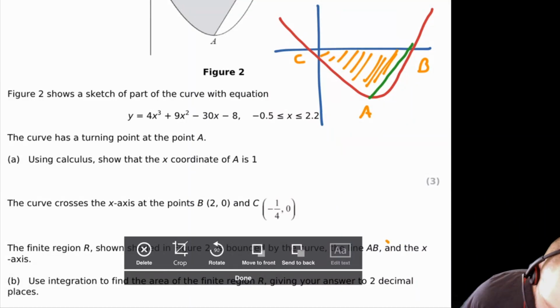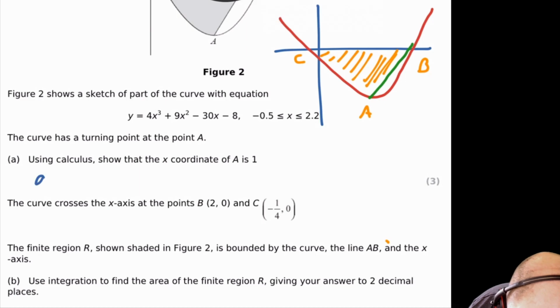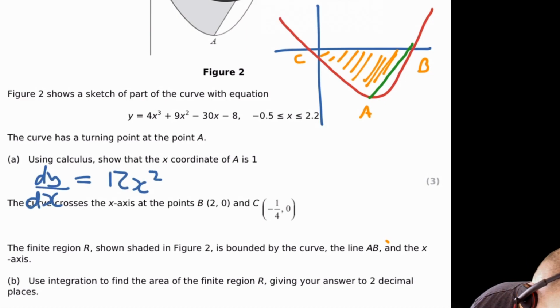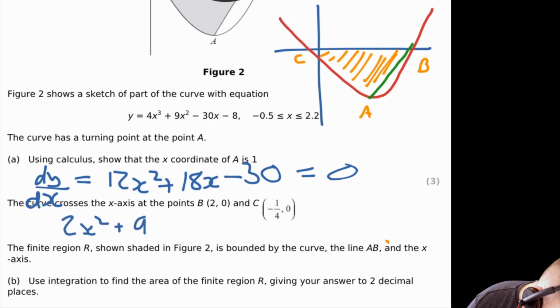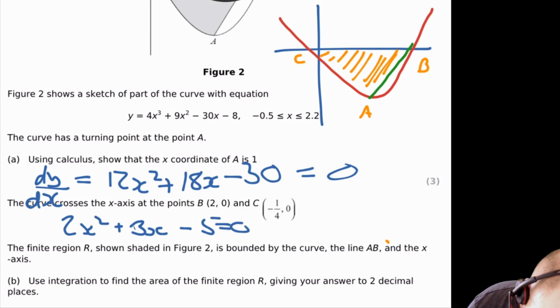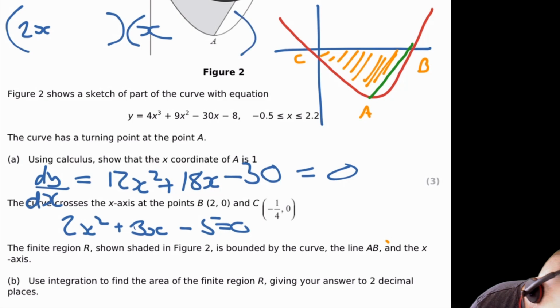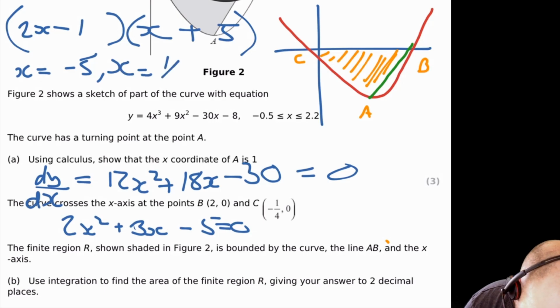All right. So, starting with this one. We need to use calculus to show the turning point is 1. So we differentiate to get dy by dx is 12x squared plus 18x minus 30. Turning points, we're going to make that 0. Then we're going to factorize and solve this. Now all of this is divisible by 6, so we're going to get 2x squared plus 3x minus 5 equals 0. So it factorizes to give us 2x and x.